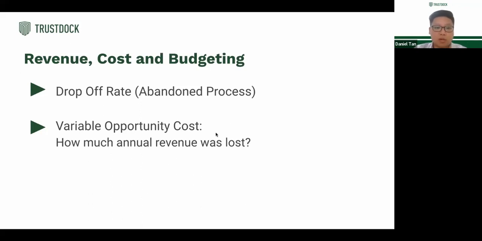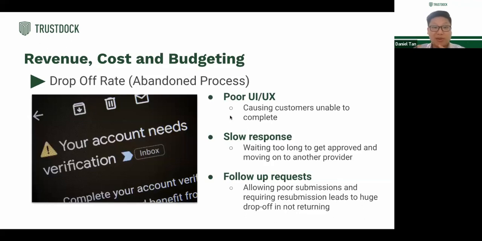The next is the variable opportunity cost, and here is where it really affects your business profitability. If you had converted and onboarded all your customers without any drop off at all, how much revenue would you have gained? This is the opportunity cost. So allow me to go into more detail on each point.